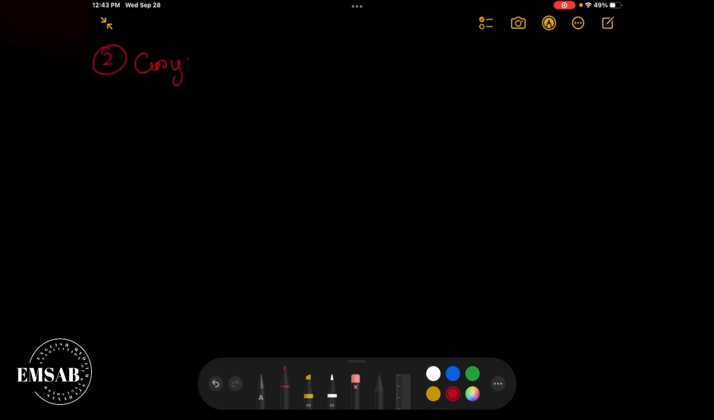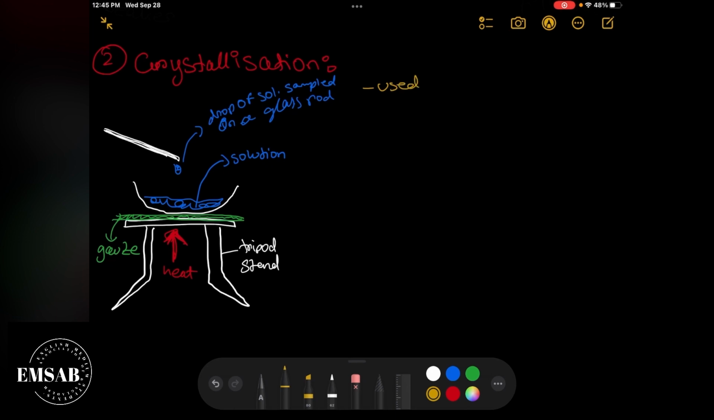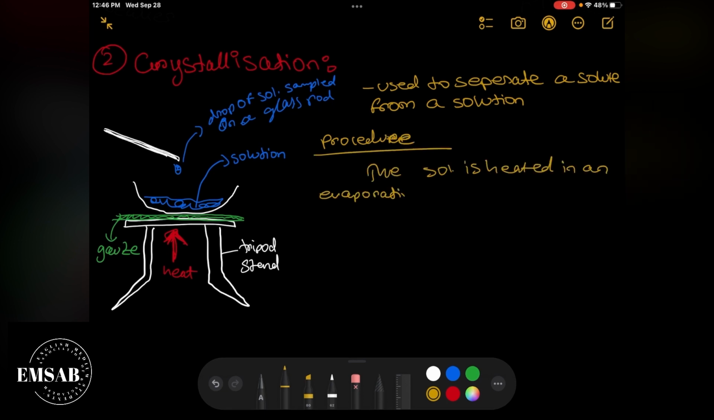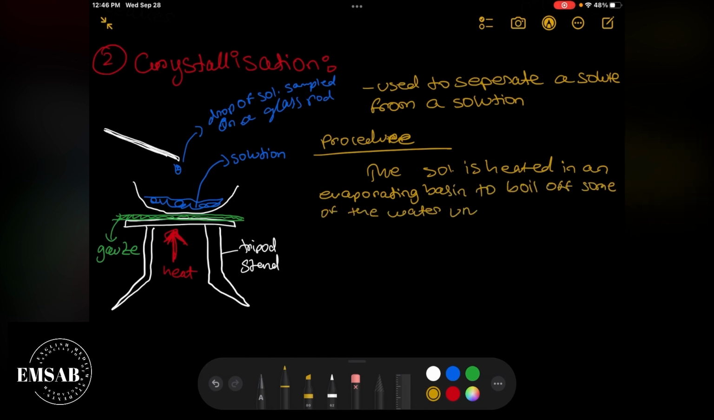Next up, we have crystallization. This method is used to separate a solute from a solution. The procedure follows. The solution is heated in an evaporating basin to boil off some of the water until an almost saturated solution is formed.